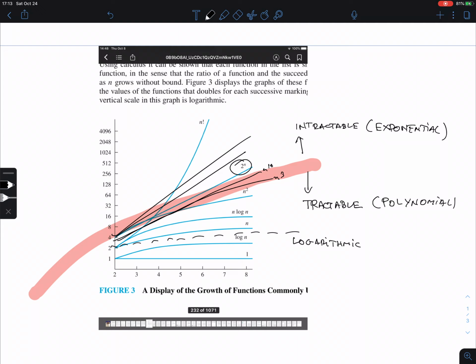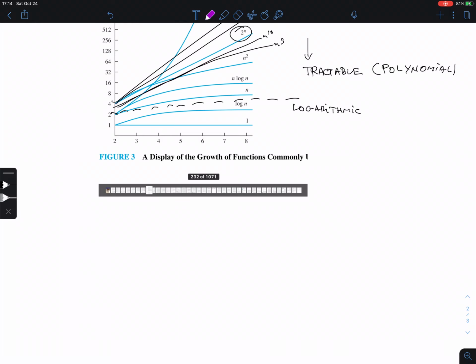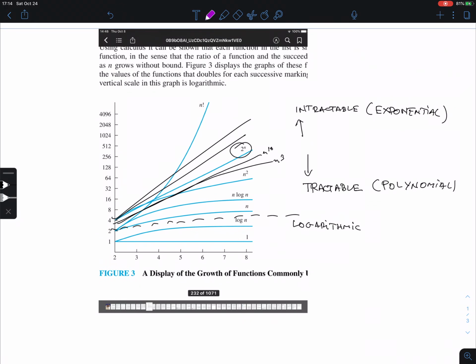It should have been my dividing line. Okay, let me redraw my dividing line, because now it looks wrong. So I'll do it here in purple. So the dividing line is really here. This is the dividing line. I'm sorry. So that's the dividing line. Everything that is exponential is above, and everything below it is polynomial. Okay?